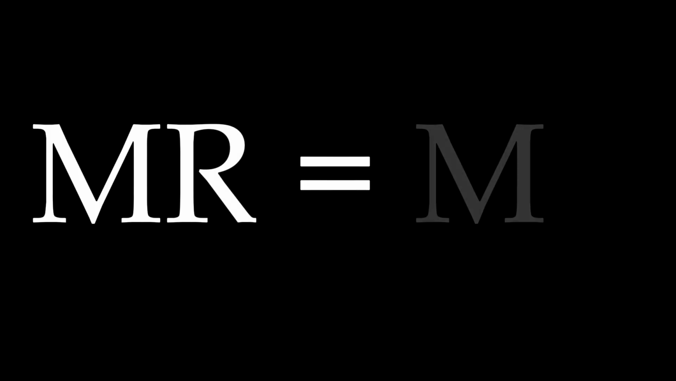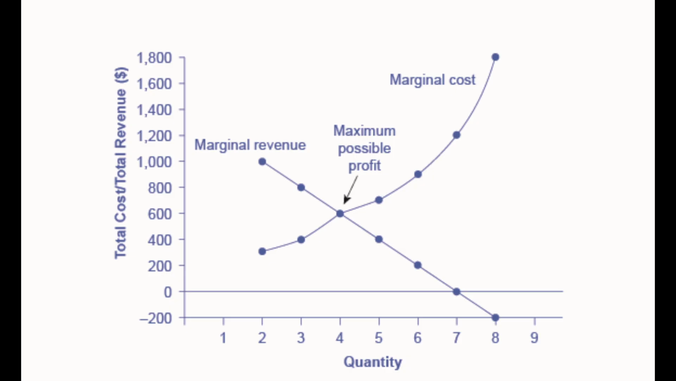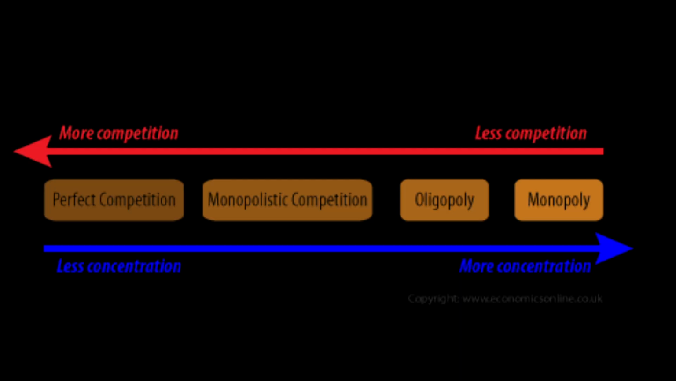They produce at the quantity where marginal revenue (MR) equals marginal cost (MC). Marginal revenue is the additional revenue from selling one more unit, and marginal cost is the additional cost of producing that unit. The difference lies in how their perceived demand curve dictates the price they can charge. Let's start on the side of maximum competition.